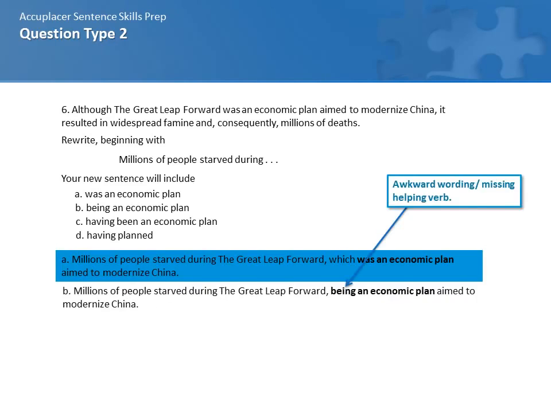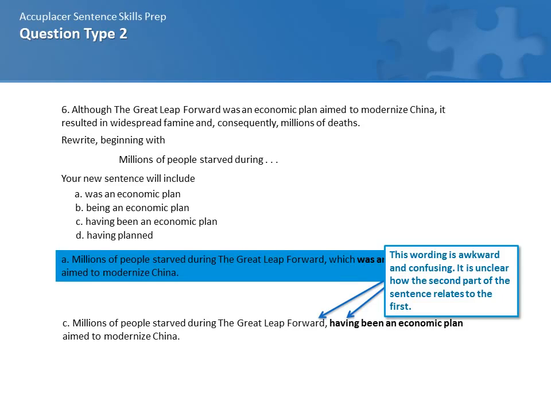B, being an economic plan, is problematic. We don't like to use being in academic writing, because already it's a form of to be and it's an ing verb that would need a helping verb in addition. So that construction doesn't work here. C, having been an economic plan. This is a long, convoluted verb construction that you really don't need. Millions of people starved during the Great Leap Forward, having been an economic plan. So this is awkward construction that really doesn't make sense.